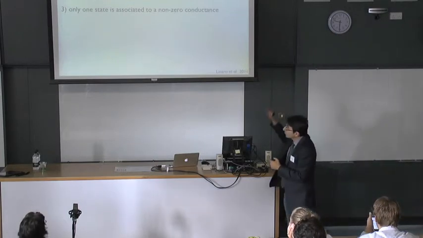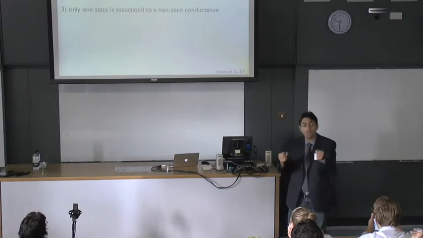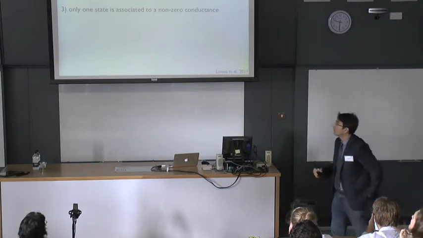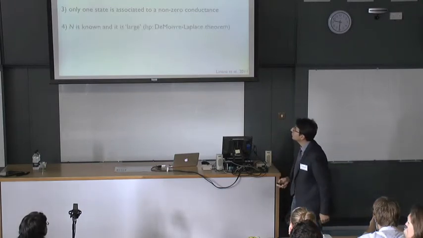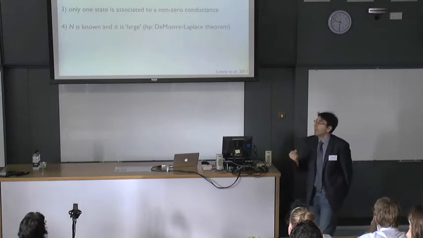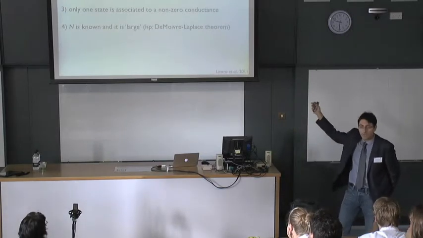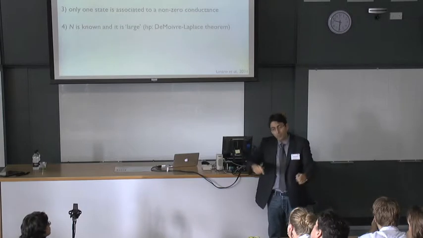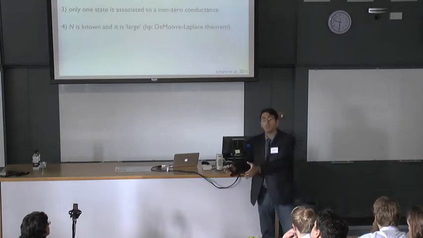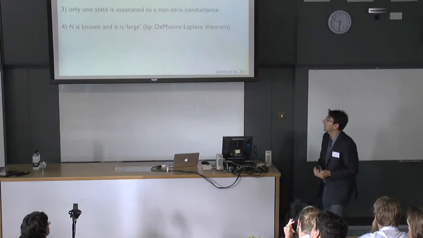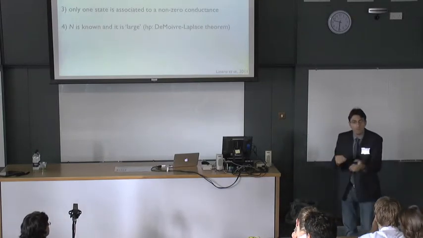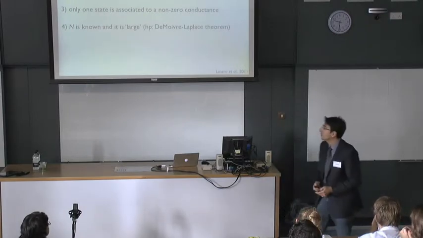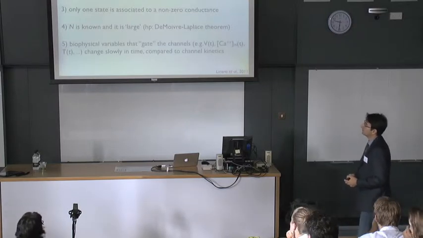You might have, and this is not a crucial hypothesis, just one state in which the channel is open. You might not have intermediate conductance states, where the channel is partly open, but this indeed is not crucial. And the number of channels is known and relatively large, large in the sense of one theorem that basically says that you can take the binomial distribution and approximate it with a Gaussian distribution. And if some of you studied probability theory, this is one of the first motivations for the Gaussian distribution. It's an approximation for a binomial random variable.